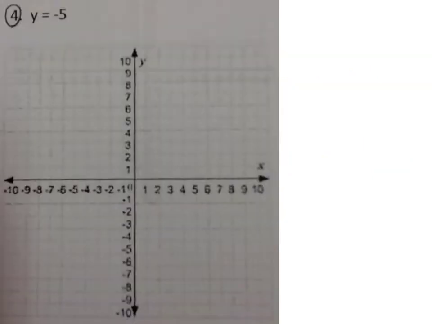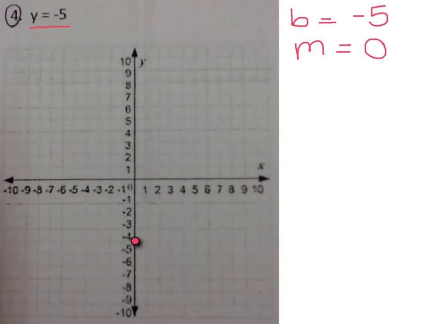Next, we're going to do number 4. y equals -5. Where's the x? Since x isn't there, the slope has to be 0. So, b equals -5, and m equals 0. We can make a point at -5 on the y-axis as a start. Since the slope is 0, we will graph this one using a t-chart.